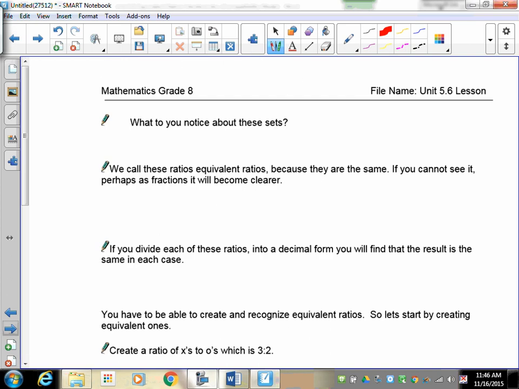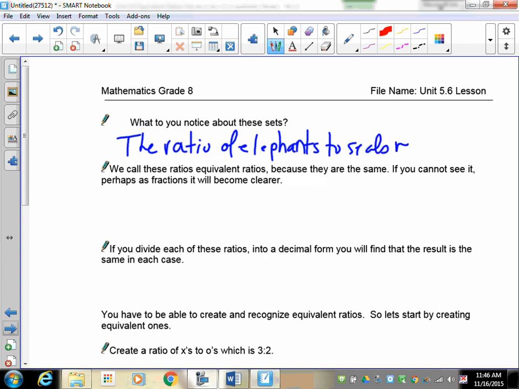So what do you notice about the sets? The ratio of elephants to seals remains the same. Even though the numbers have actually changed, the relationship between the numbers of elephants and the numbers of seals hasn't changed at all. We call these equivalent ratios.